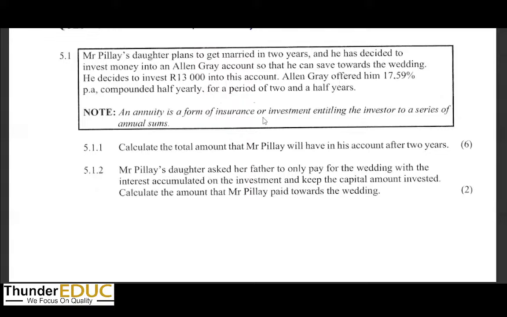Calculate the total amount that Mr. Pillay will have in his account after 2 years 6 months. First and foremost, we shall get the interest divided by two, because this interest is per annum, but we want to change it into two, and we shall say 17.59% divided by two. We end up having 8.795%. Then the period will be 2.5 years, which shall have five steps or five installments.